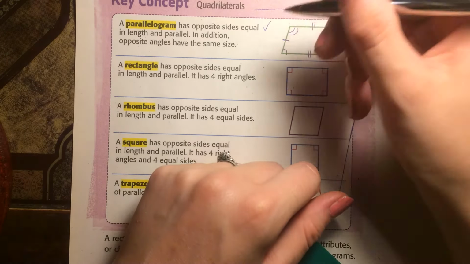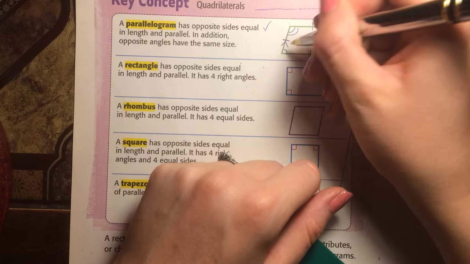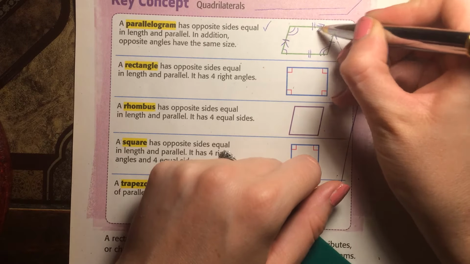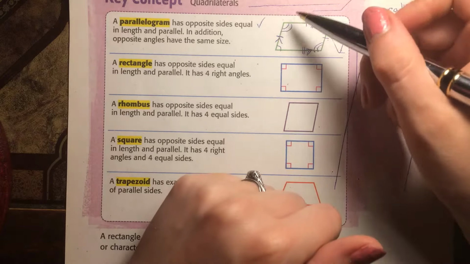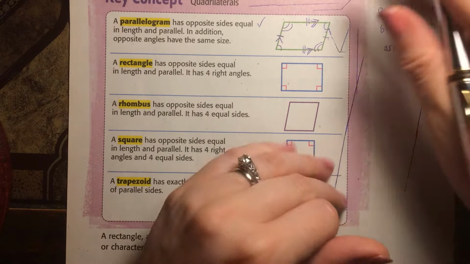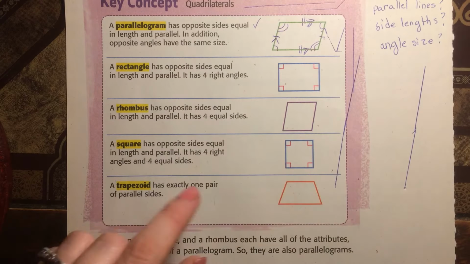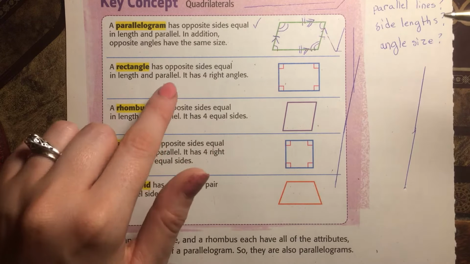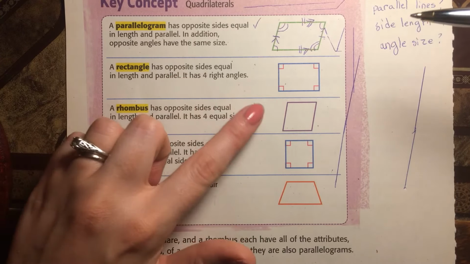Another math symbol for parallel we can use is a triangle, or a little arrow. So this side and this side are parallel, and this side and this side are parallel, and then the angles. Okay, now let's move on to the rectangle. A rectangle has opposite sides that are equal in length and parallel, and it has 4 right angles.